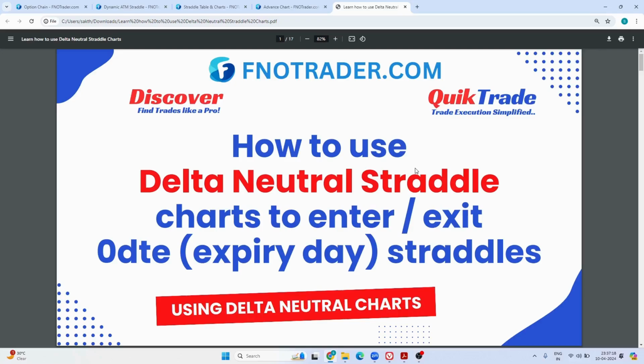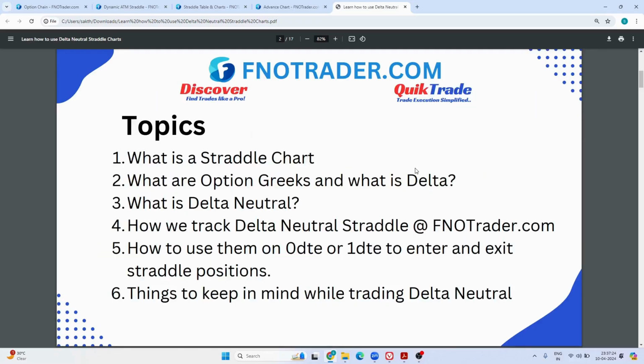Let's first understand delta neutral straddle charts. The things we are going to see today: first, what is a straddle chart. If you are someone who does not know what a straddle chart is, we'll explain it, and then we'll see what a delta neutral straddle chart is. What is this delta? It is one of the option Greeks. We'll understand the role of delta.